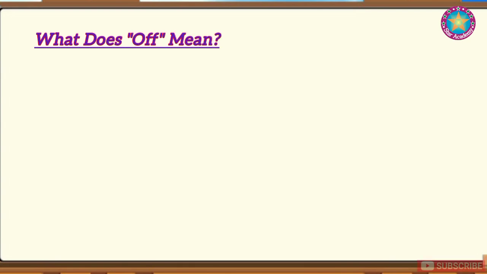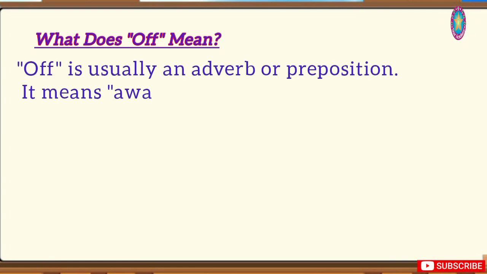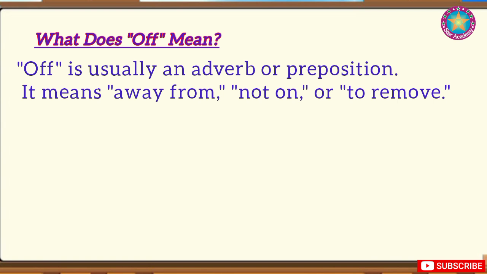What does off mean? Off is usually an adverb or a preposition. It means away from, not on, or to remove. Off is very different from of. It's often used as an adverb or a preposition and typically means away from, not on, or to remove.